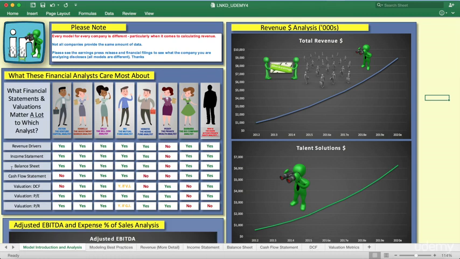Now, before we get started, I wrote here, please note that every model for every company is different, and not all companies provide the same amount of data. You want to look at all the press releases and all the filings on the SEC.gov website, listen to all the earnings calls, and then build that into your model.